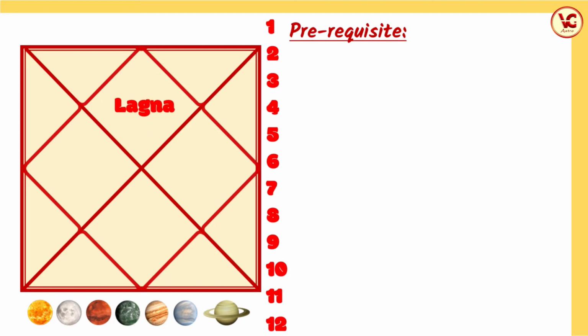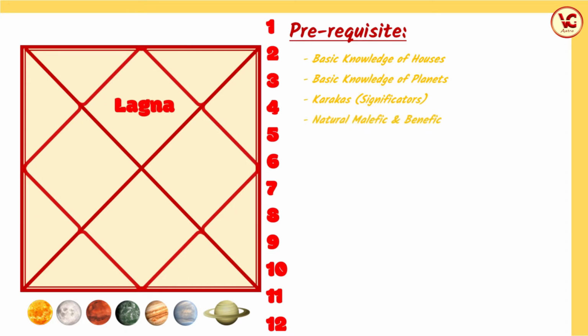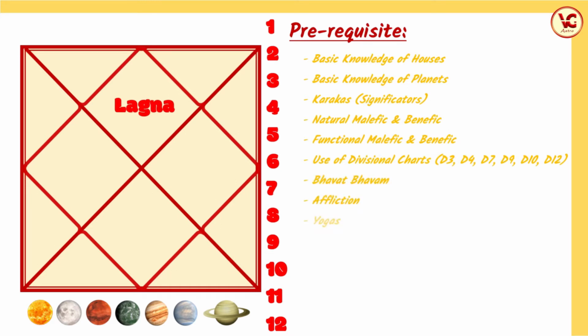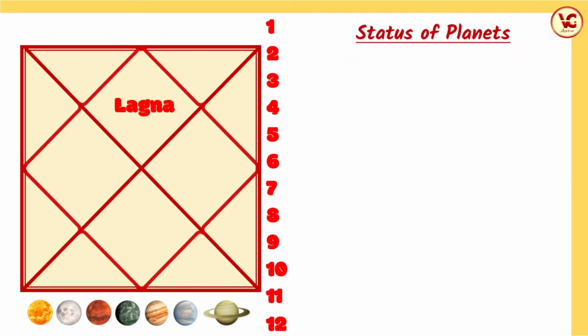So before starting, I assume the viewers have some basic knowledge. I have mentioned it as prerequisites. Viewers should have basic knowledge of houses, planets, karakas, natural malefic and benefic, functional malefic and benefic, use of divisional charts, bhavat bhavam, affliction, yogas, markesh and other basics.